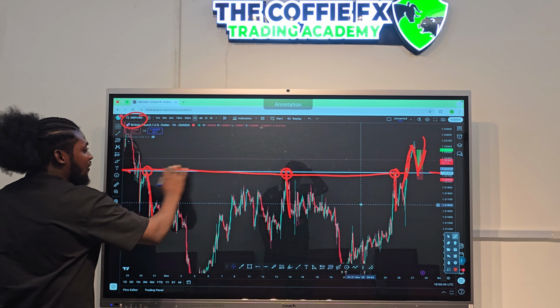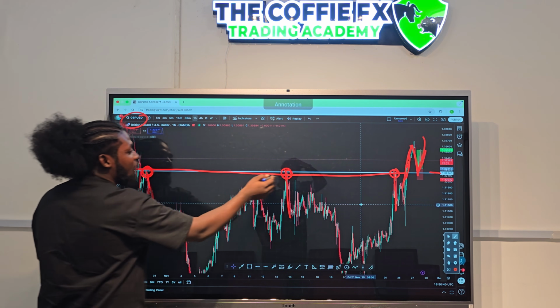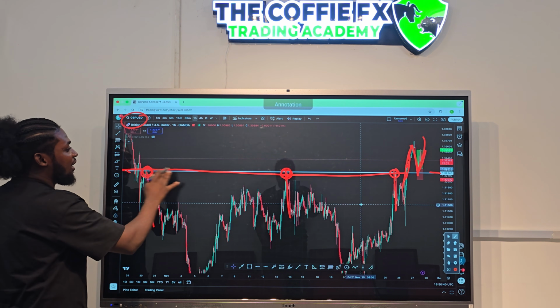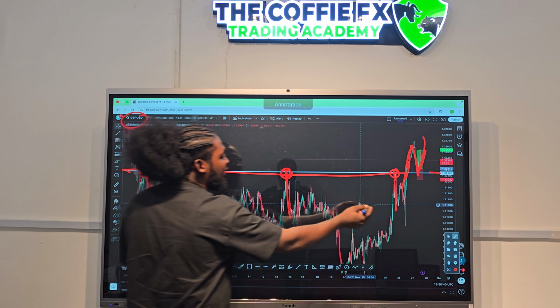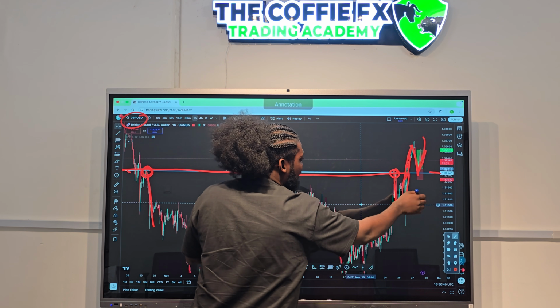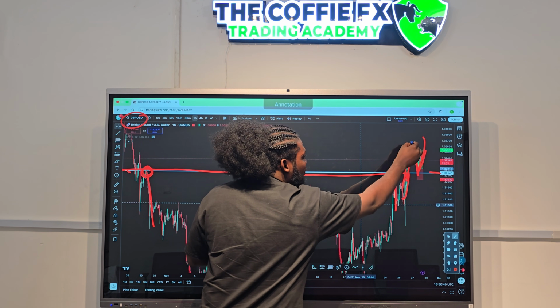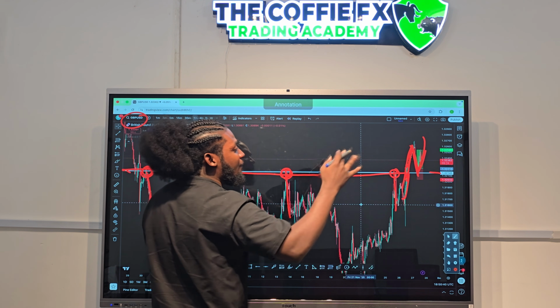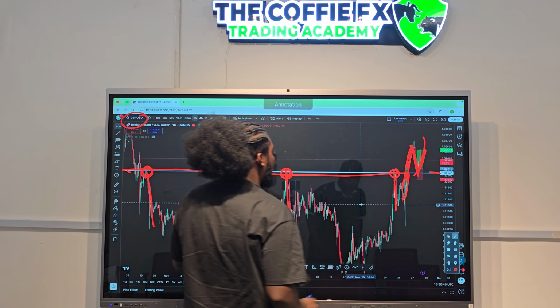Let's go over it again. It was a very nice level. What makes a level valid? When it has 2 or more touches, and you can see we had more than 2 touches here. And when price got back to the level, it wasn't giving me any confirmation to sell. So once it broke, I just waited for price to retest and get a buy confirmation.